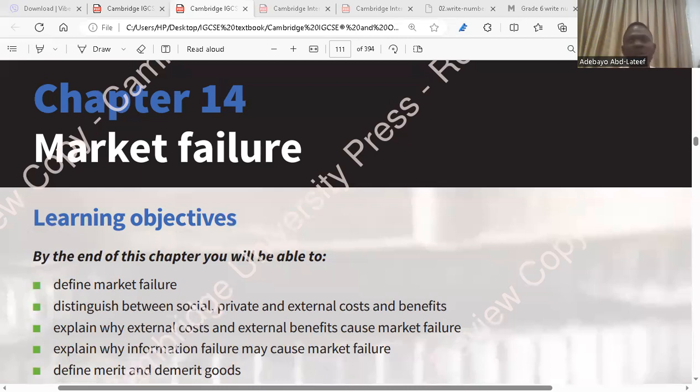So market failure occurs when the market forces fail to provide the quantity demanded of goods and at a price which is not affordable for customers. That is market failure. So the market failed us. We are unable to get what we needed. And even in the course of getting them, they are not affordable. That's market failure. Okay, so let's go down.